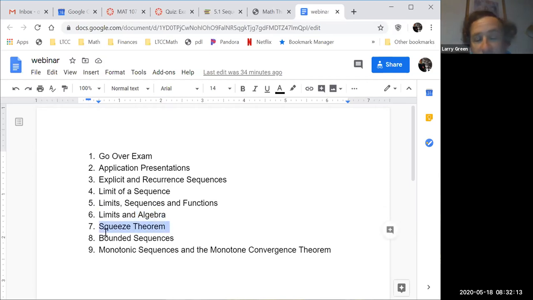It's the same squeeze theorem for limits that you had in first quarter calculus, but now it's for limits of sequences instead of limits of regular old functions. And then we'll get into bounded sequences. What does it mean for a sequence to be bounded? And then finally, we'll get into the monotonic sequence and the monotone convergence theorem for sequences. So that is the plan of the day. Are there any questions before I jump into the exam and talk about it?